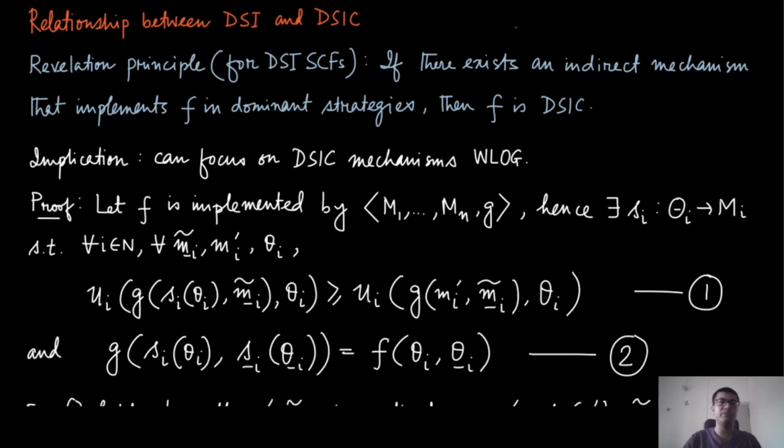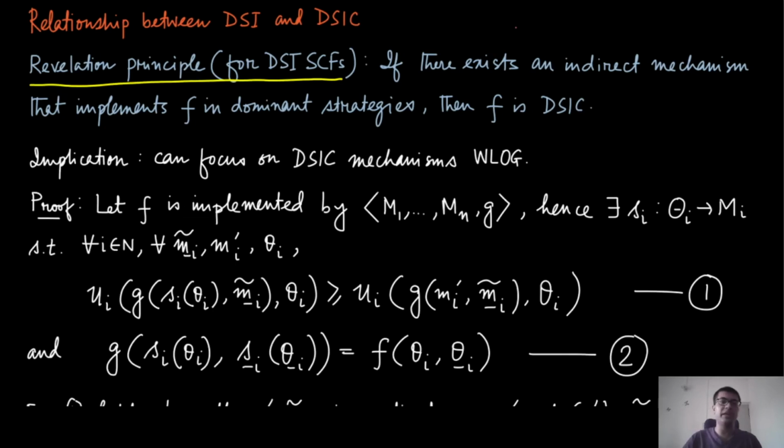Now in this module, we are going to discuss a result which actually shows the relationship between these two. And the relationship is very direct. This is known as the revelation principle for dominant strategy implementable social choice functions. It says that if there exists an indirect mechanism that implements F in dominant strategies, then F must be DSIC. So even the direct mechanism should also be possible to implement. And that is a very remarkable result.